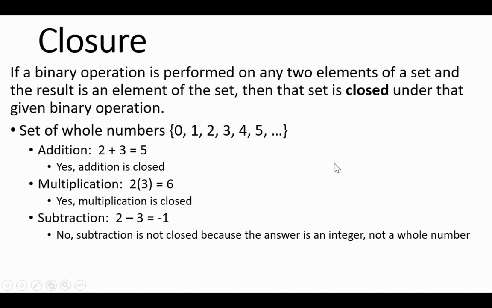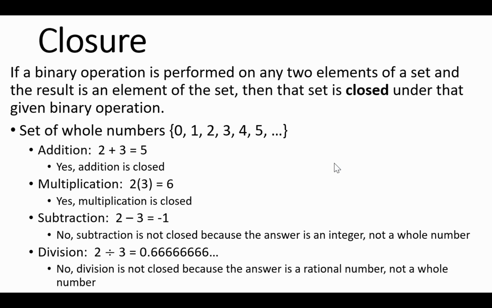You guys hanging in there so far? Yeah. What about the last one here, our friend division? 2 divided by 3 is 0.6 repeating. Is this or is this not closed? Not closed. It's a rational number, not a whole number. We're looking for whole numbers, people. So we have to make sure we're taking a look at what exact group we're talking about.